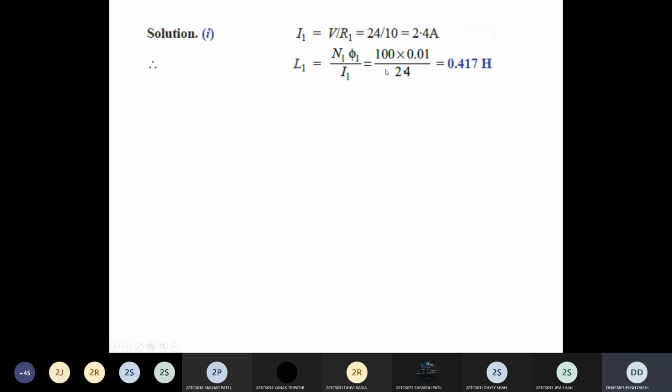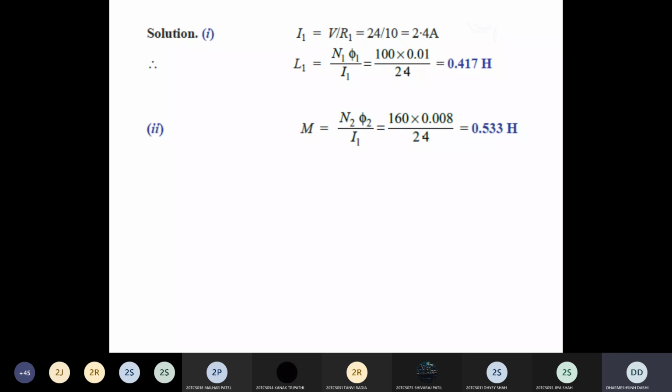So I think all of you have calculated the first parameter. Here the supply voltage is given, and the resistance of the primary winding is given as 10 ohm. So first you find I1, you get 2.4 ampere, and apply the equation of self inductance. L1 is equal to N phi divided by I. The number of turns for coil number 1 is 100. Phi 1 is given as 0.01 Weber. I1 is found to be 2.4. So you get 0.417 Henry.